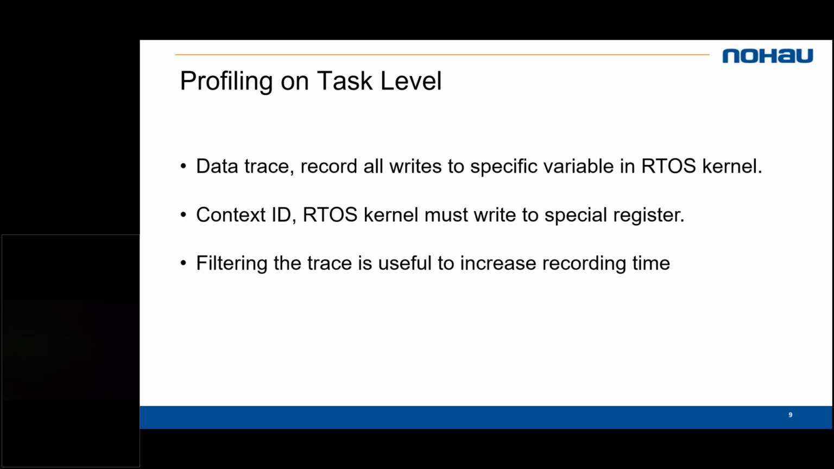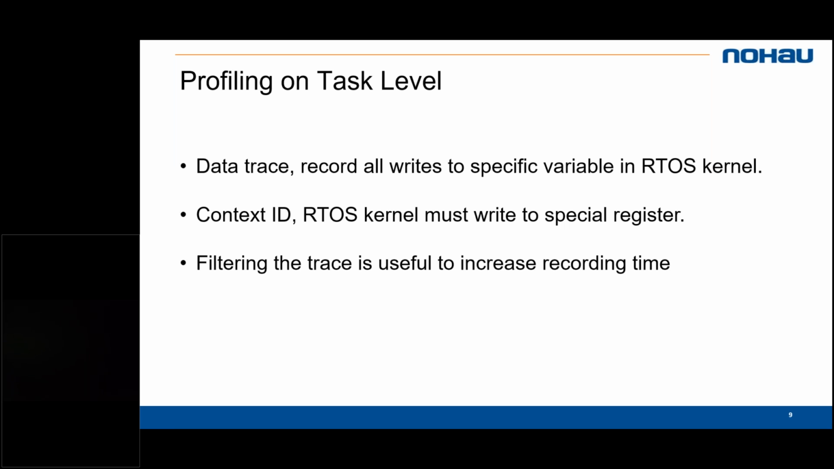And the next, when it comes to trace information, there are two ways to record task switches. One is to use data trace. Because in every RTOS, there is one variable that points to the current running task. So if you record all writes to this pointer, then you know when there is a task switch. So that's one option. I'm going to show you how you do this later on in my demo.